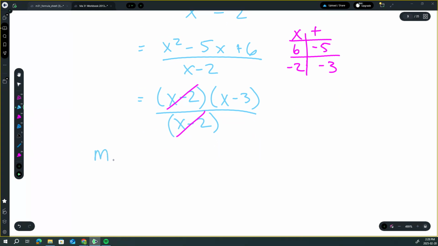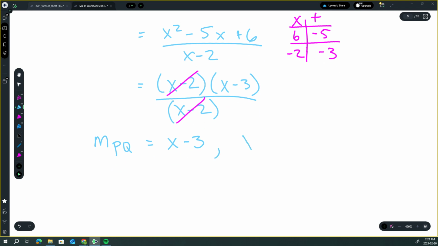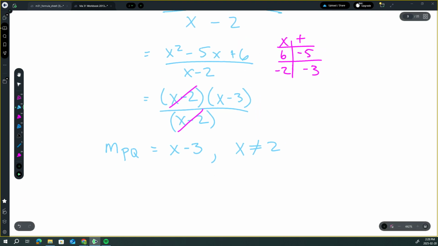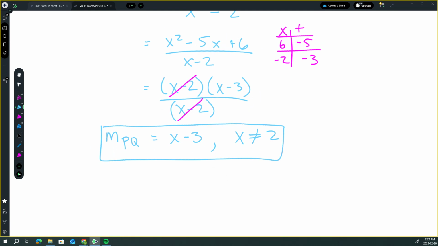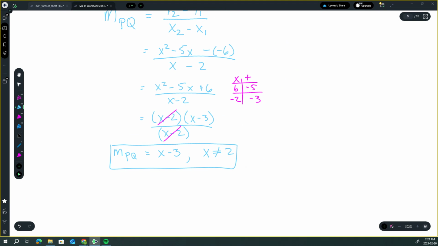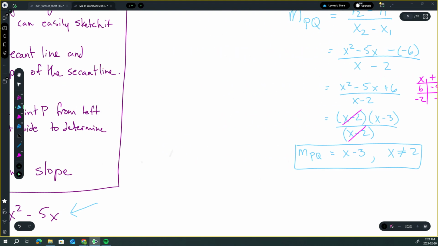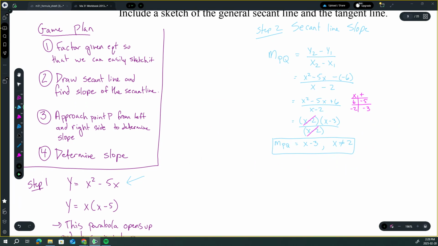So we can say that the slope of secant line PQ is going to be x minus 3, but x does not exist at 2. We have a point of discontinuity there. Okay, so I'm going to put a light blue square around this just to show that that's like an intermediate answer here. Okay, so step 2, we just found the slope of the secant line.